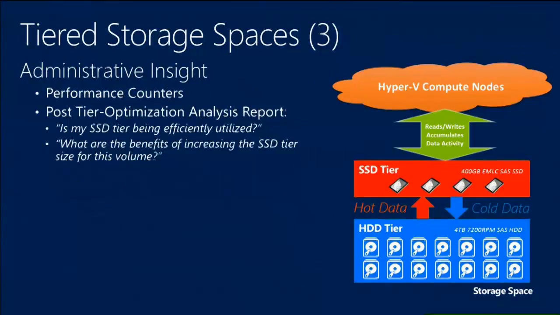In addition to the performance counters that you already have to determine how well your workload and VMs are performing, we also have an analysis report that we produce at the end of a tier optimization. This optimization report helps you determine how efficient your SSD tier is at handling most of your IOs. Does it handle most of my IOs? What percentage of the IOs does it handle? And what are the benefits of increasing the size of the SSD tier? If I increase it by this much, how much more of my IOs would I be able to put in my SSD tier in the best case? So we can tell you if you have enough SSD tier for your workloads and if you need to increase it. If your workloads change, you can increase it.